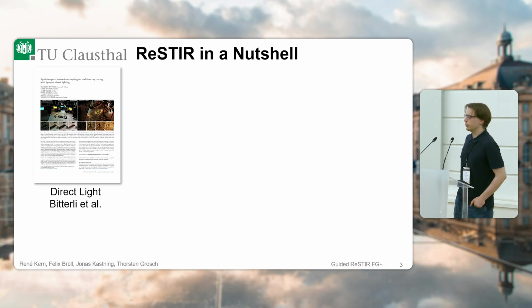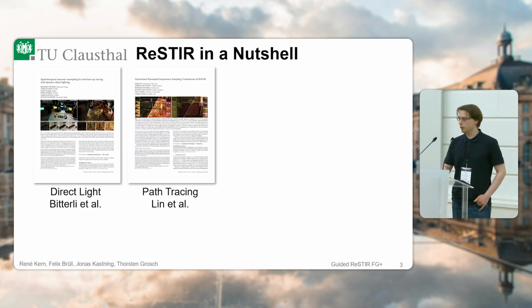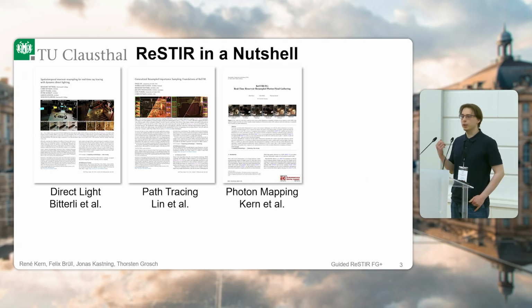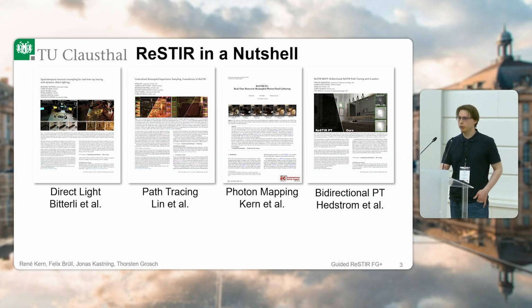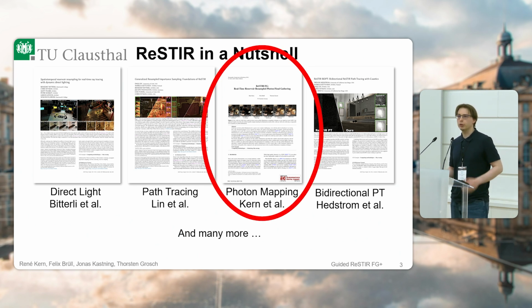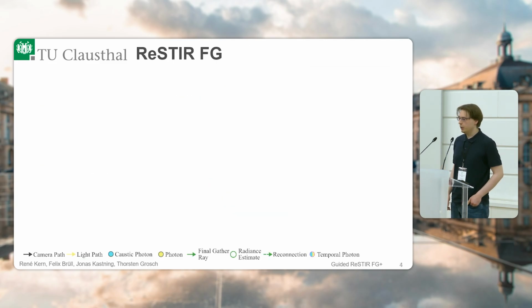ReSTIR was first introduced by Bitterli and colleagues to render millions of direct lights. Since then, it has been expanded to every major global illumination algorithm, like path tracing. We did final gather photon mapping two years ago at EGSR in London, and also bidirectional path tracing. For ReSTIR there are also many, many more papers. But in this work, we will focus on improving the shortcomings of our previous algorithm. So now I will talk a bit about how it worked, to give you an idea.